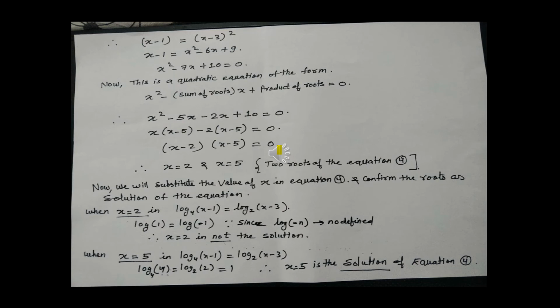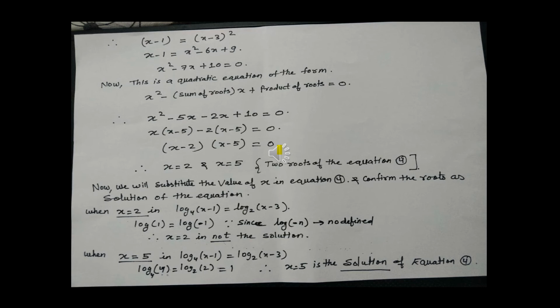So on equating these terms, we have x minus 1 is equal to (x minus 3) whole square. On calculating this equation, we get x square minus 7x plus 10 equal to 0. This is a quadratic equation of the form x square minus sum of roots into x plus product of roots is equal to 0. So when we calculate the roots of this equation, we get (x minus 2) into (x minus 5) is equal to 0. Therefore x is equal to 2 and x equal to 5 are the two roots of equation number 4.